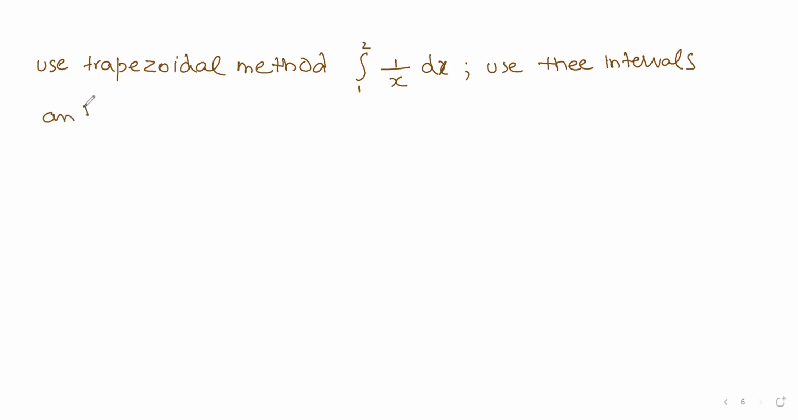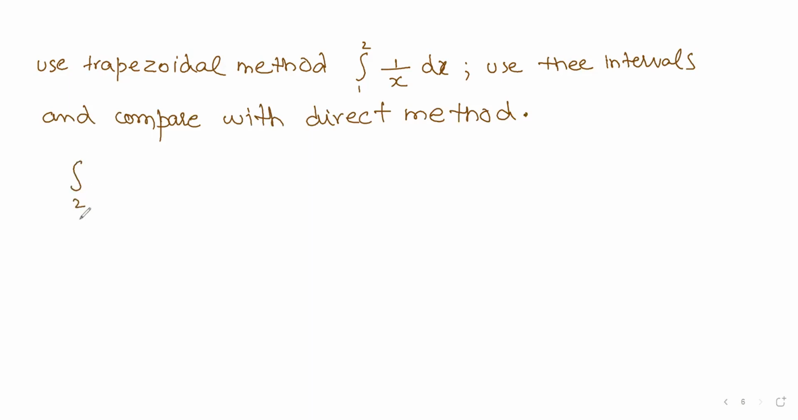And compare with the direct method. Okay, so in here, the integral from 1 to 2 of 1 over x dx. Okay, what is the value? Yes, number of intervals is equal to number of values minus 1. It is correct.